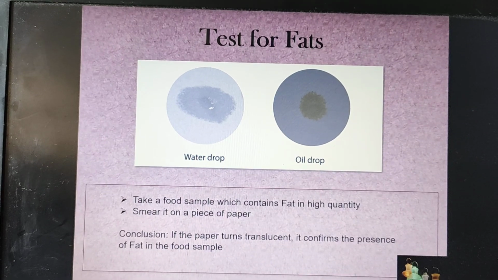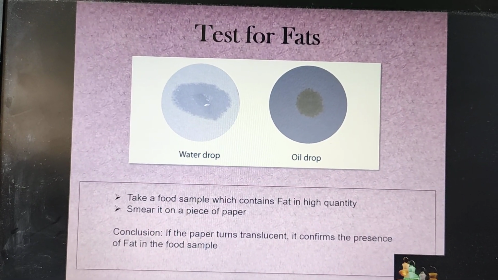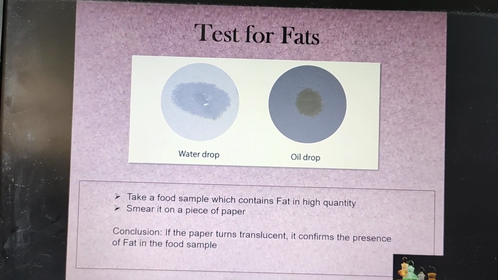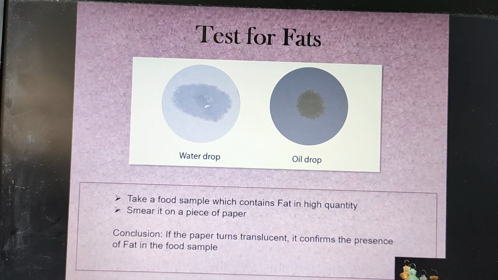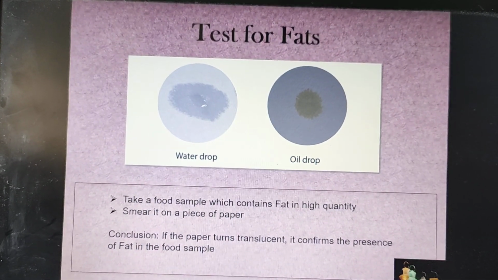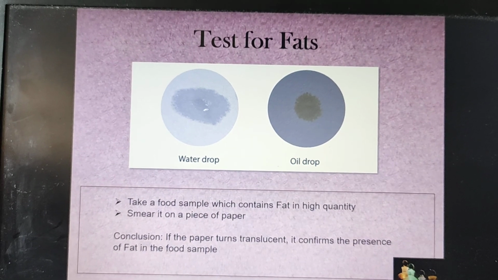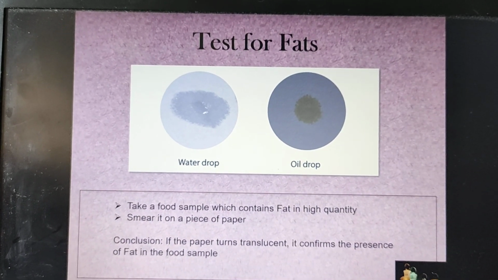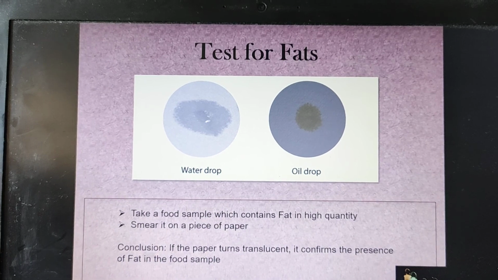translucent, and there is a difference in the appearance of the paper when you're adding an oil drop compared with that of a water drop. So, if the paper turns translucent, it confirms the presence of fat in the food sample, or it basically indicates that fat is present in a very high quantity.